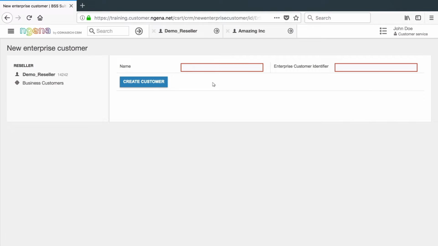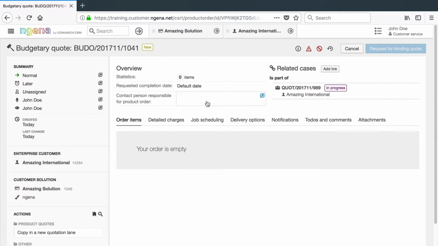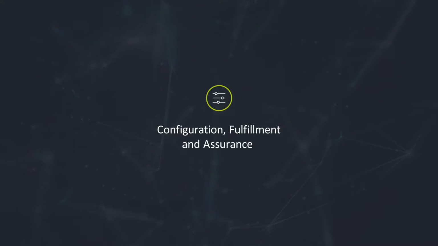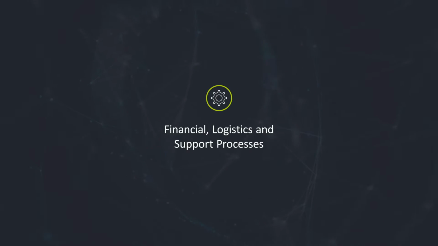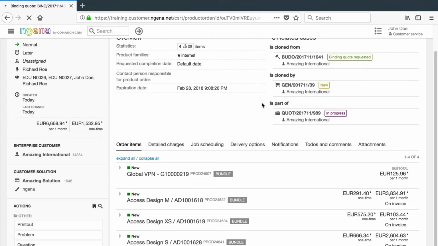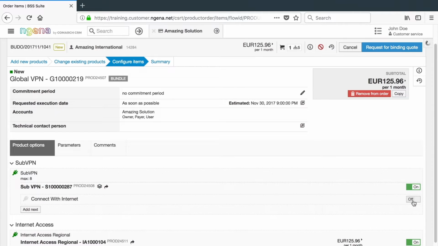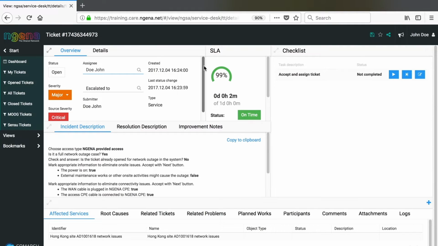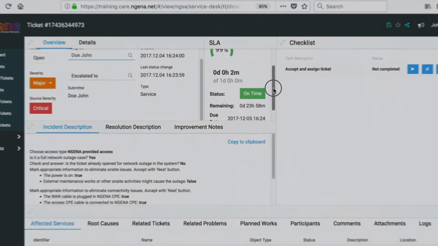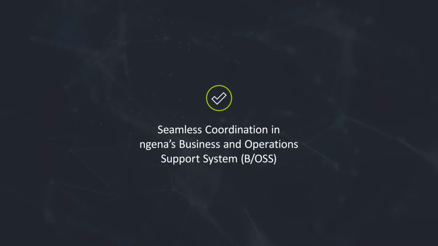ngena's central portal serves as a front end, giving alliance partners access to an end-to-end automated IT platform that offers and delivers global network solutions more rapidly than in the past. The system enables the configuration, fulfillment, and assurance of global network services with all financial, logistics, and support processes from the initial bid preparation to creating a binding offer. From specifying the solution and its technical configuration to the physical and logical deployment of the network. From handling the support requirements to assuring service fulfillment. All these tasks can be seamlessly coordinated by the alliance partners in ngena's BOSS system.